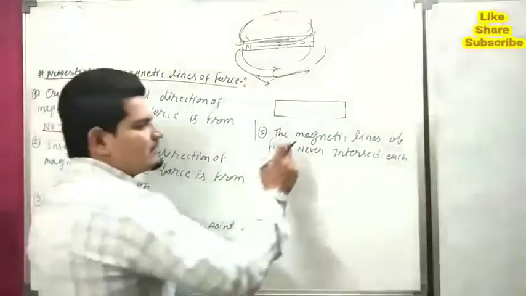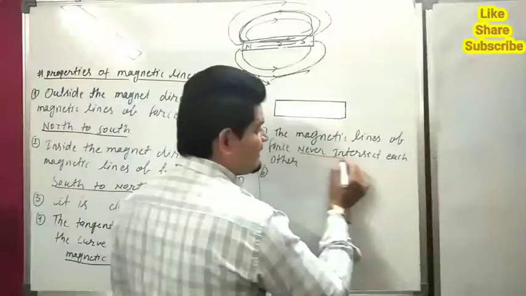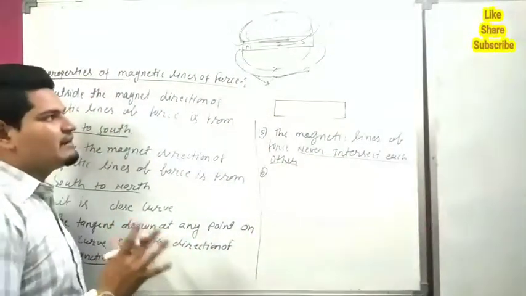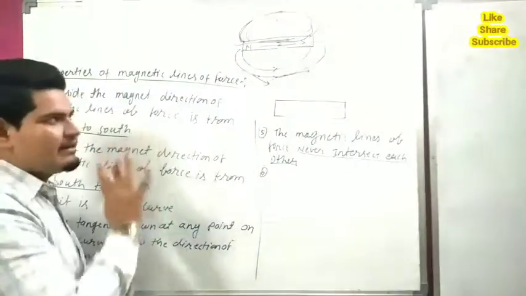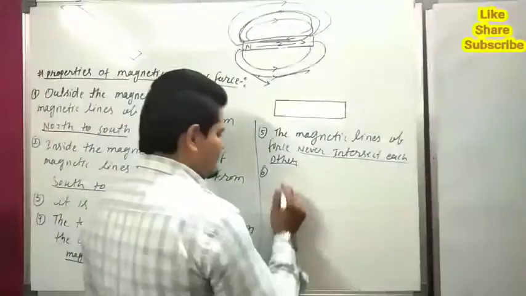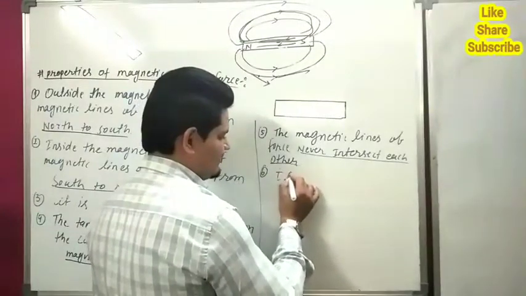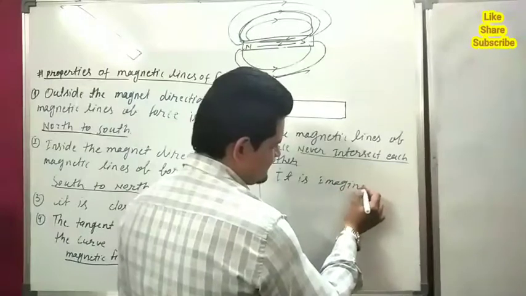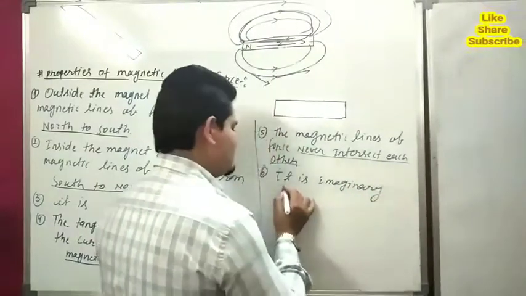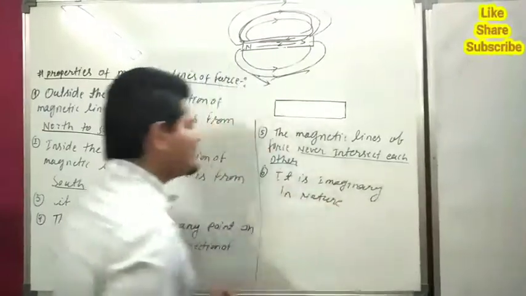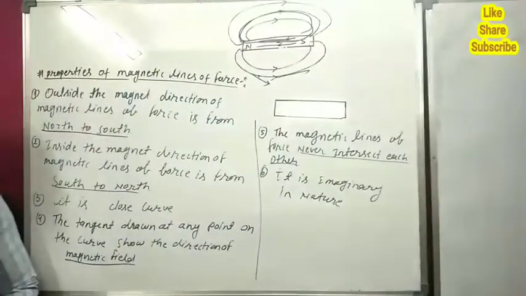Fifth, the magnetic lines of force never intersect each other. They never intersect each other, like electric lines of force. They are imaginary in nature. So these are the properties of magnetic lines of force.